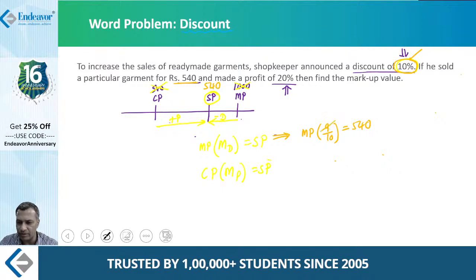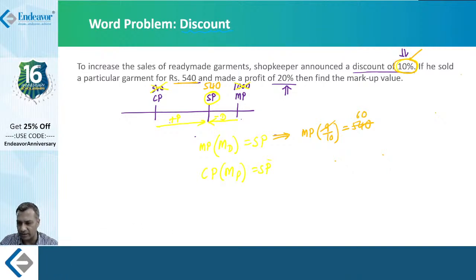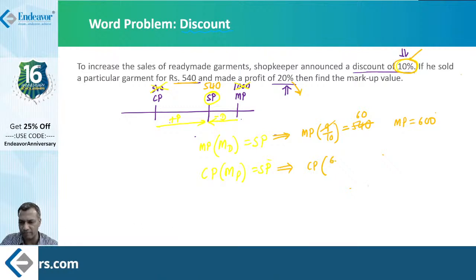So I will get it from here. 9 by 10 times mark price is 540, therefore mark price is equal to 600. From here, you say that mark price is 600. Very simple calculation. Coming to this cost price, what is the multiplier related with profit? 20%. 20% means 6 by 5.